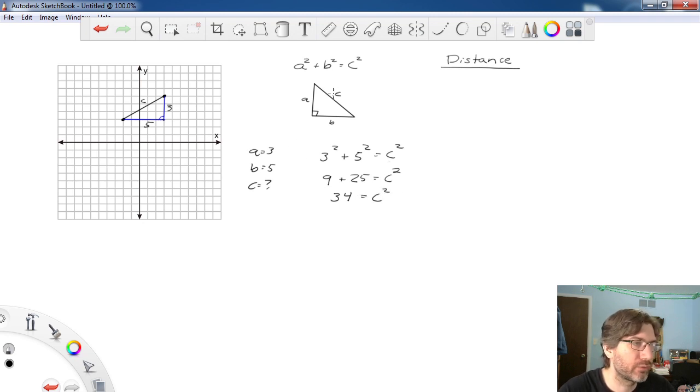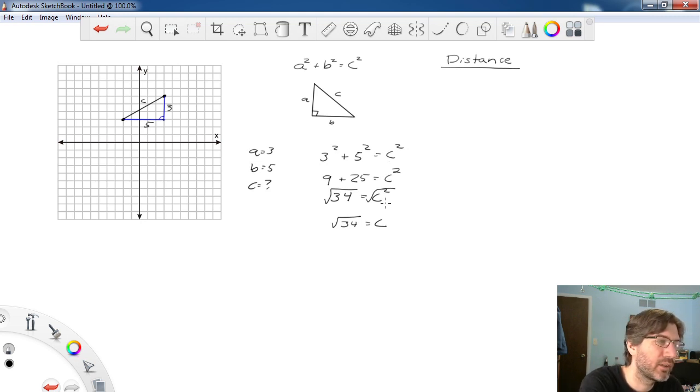And then you can solve for C by taking the square root of both sides. So we'll take the square root of this side, and we'll take the square root of that side. So I know that the square root of 34 equals C. And then we're going to see if we can reduce this radical in any way. So again, you're thinking about what kind of factors go into 34. Well, we know 4 is not going to work. We know 9 is not going to work. 16 is not going to work. 25 is not going to work. So we're not getting any. That is the smallest it can get.